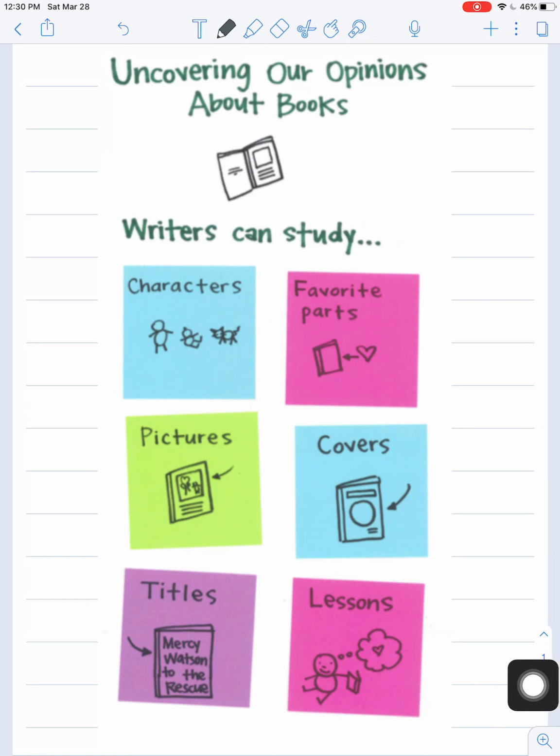And remember that these are just ideas, and you could also write about other things like the way the author kept the reader on the edge of their seat waiting to find out what would happen next, or you could write about creative organization of the book.